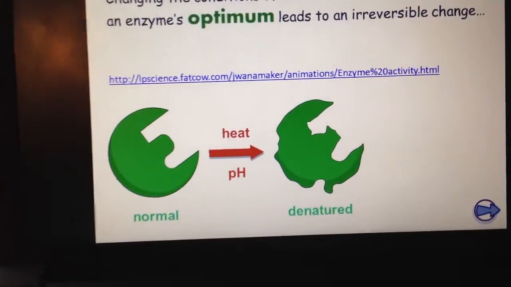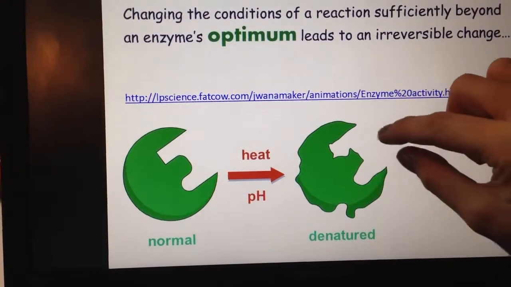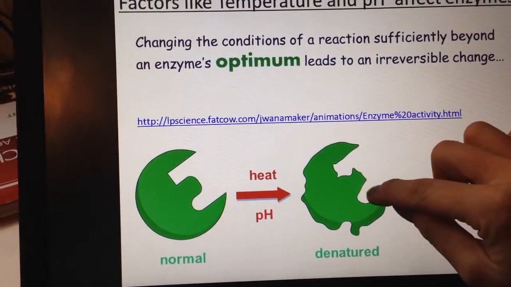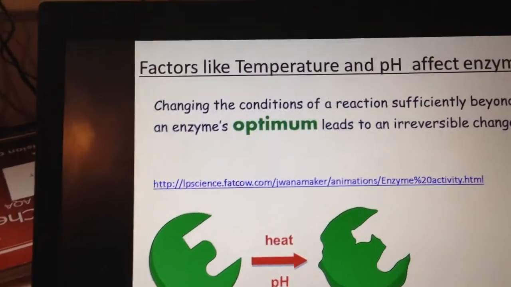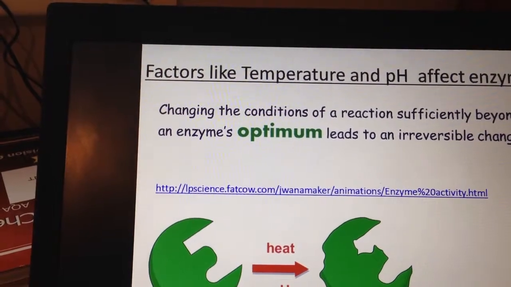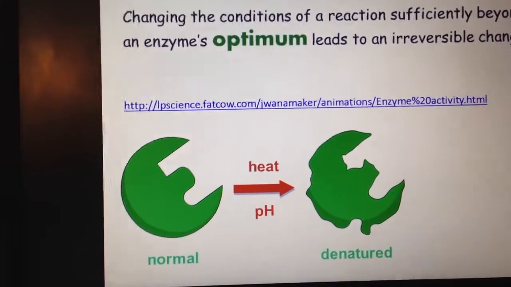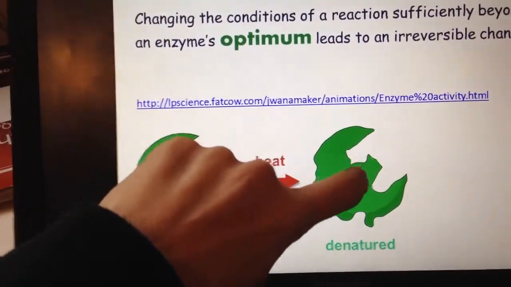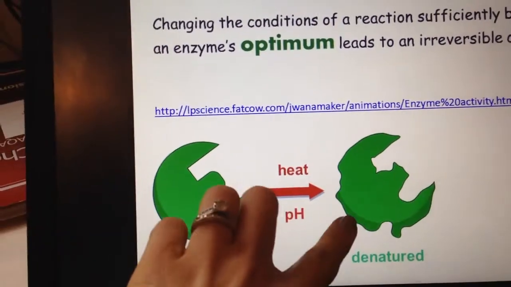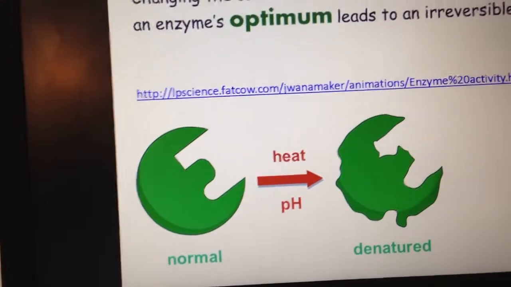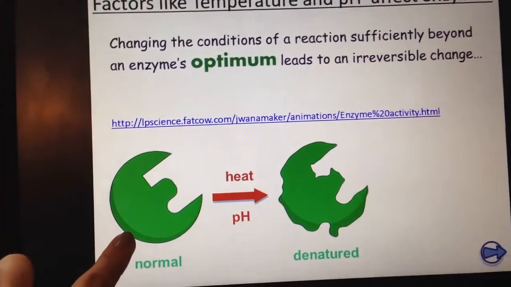If you think now, if there was a substrate that was trying to attach to this active site, it wouldn't be able to do that because the active site has now changed. So the enzyme would no longer work. If the enzyme would no longer work, this means the reaction could not take place because the substrate or the reactant would not fit to the active site, and therefore we could not get the products. Once an enzyme is denatured, it is irreversible. That means it cannot be changed back to its original normal structure.